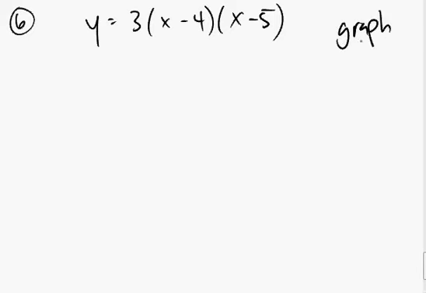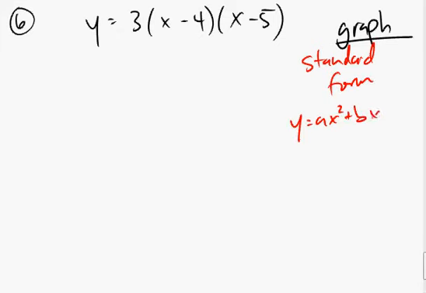Okay, more graphing. Is this a quadratic equation even? I don't even see x squared. I don't even think this is quadratic. Oh, it doesn't say graph. It just says write it in standard form. Okay. Make it look like that.